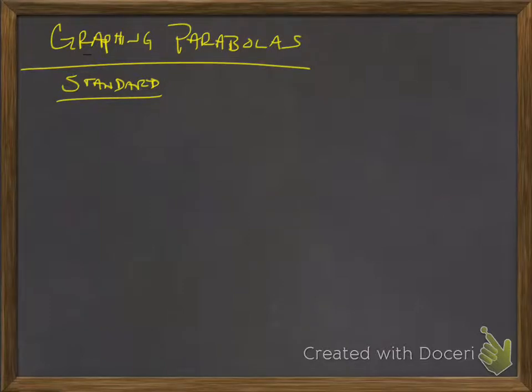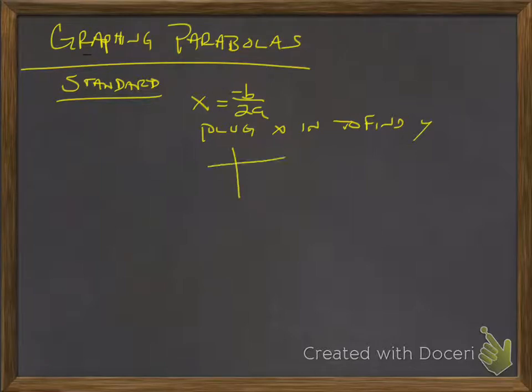For graphing parabolas in standard form, start by finding the vertex, -b over 2a. Plug x in to find y. And then make your chart.